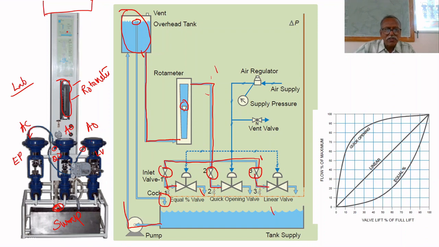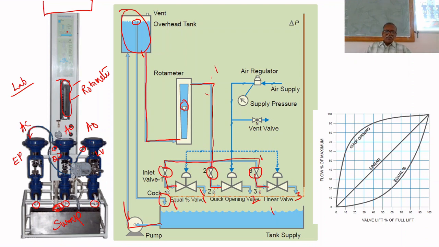Output of the valve is given to the sump. So all the 3 valves' outputs are given to the sump. 1 here, 2 here, 3 here. 3 outlets connected to the sump. This is the arrangement. How to open the valve?